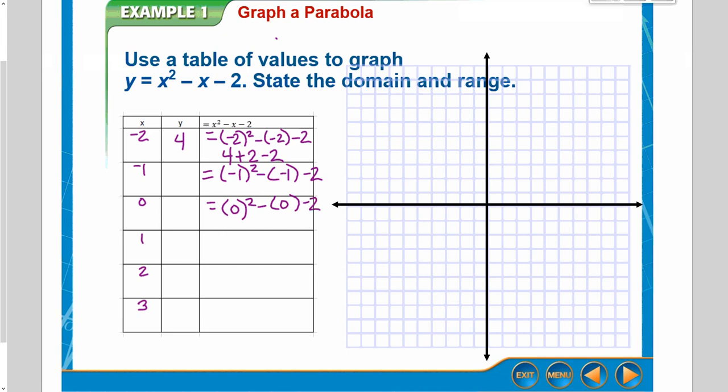We can kind of just pop it in, like 1 squared minus 1 minus 2, and 2 squared minus 2 minus 2, and 3 squared minus 3 minus 2. So all we're doing is that. Let me go ahead and do the work. So of course that's +1, +1 minus 2, which is 0.